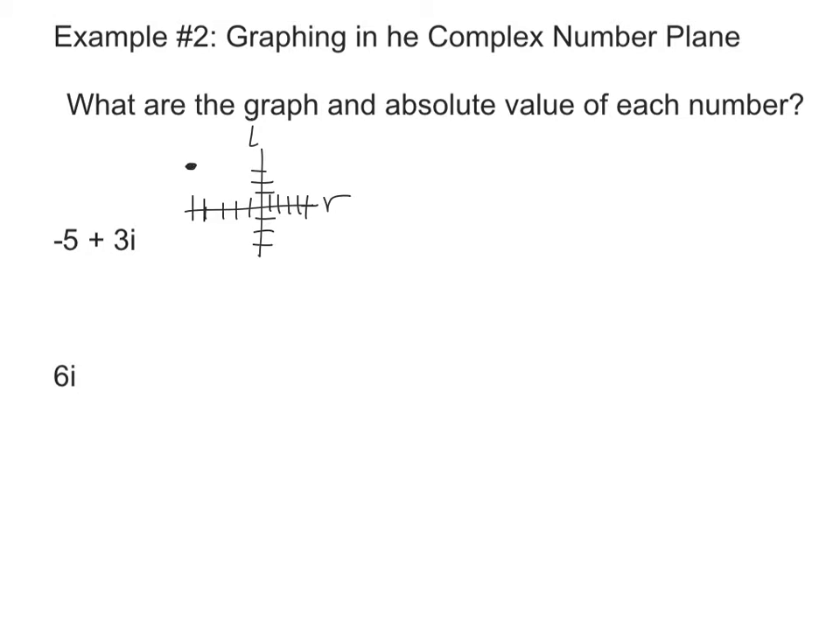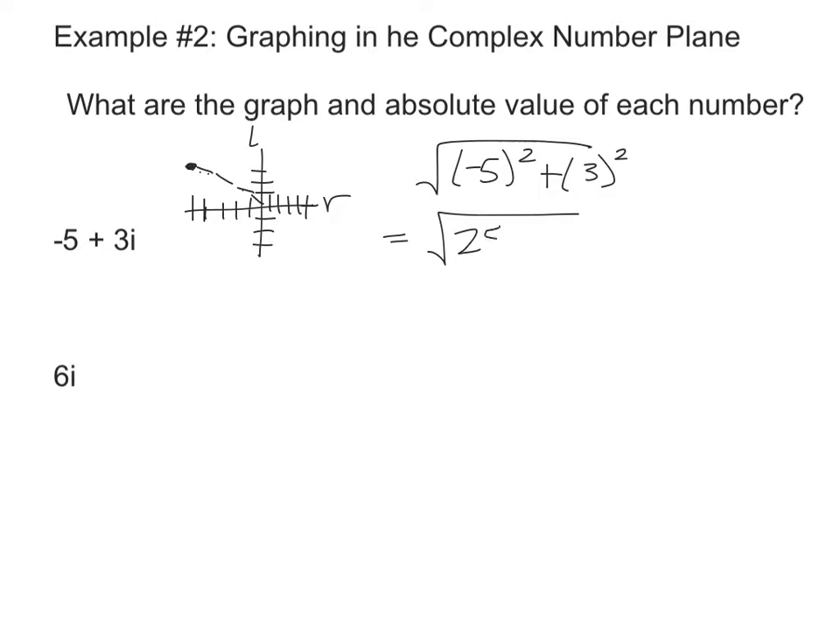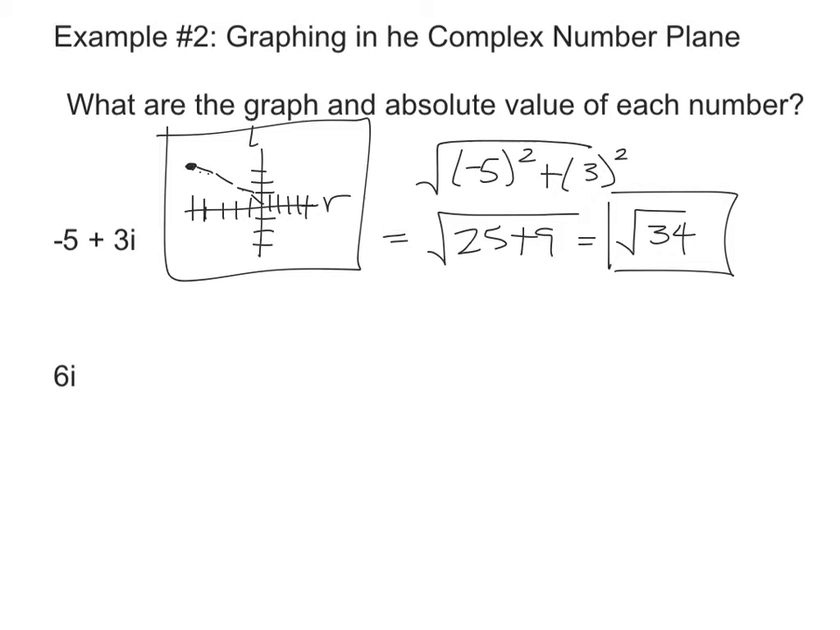Okay, and then if I wanted to find the absolute value, which by the way, if you're finding the absolute value, it basically just tells you the distance that point is from the origin. So that distance from the origin would be the square root of negative 5 squared plus 3 squared. So at this point, you drop the i's, you just talk about the coefficients. So that'd be the square root of 25 plus 9. And the square root of 25 plus 9 is the square root of 34. And so we're done. So we have our graph and we have our answer. So let's do the next one.